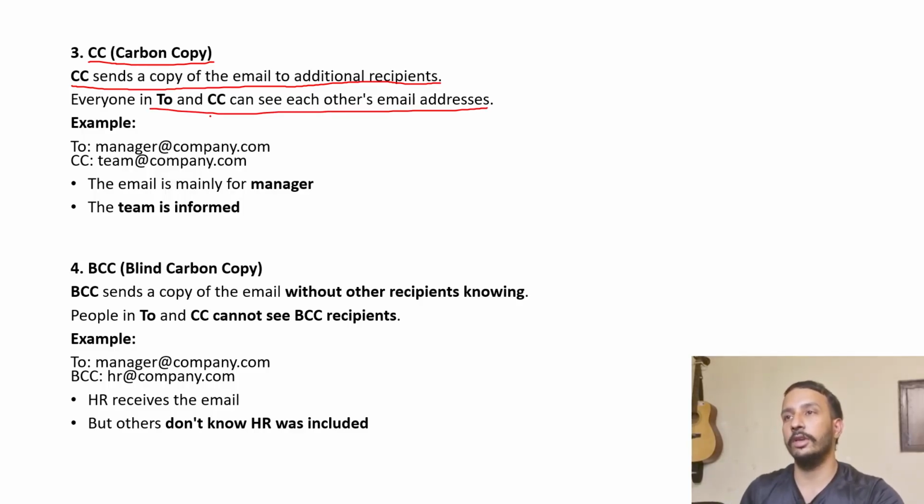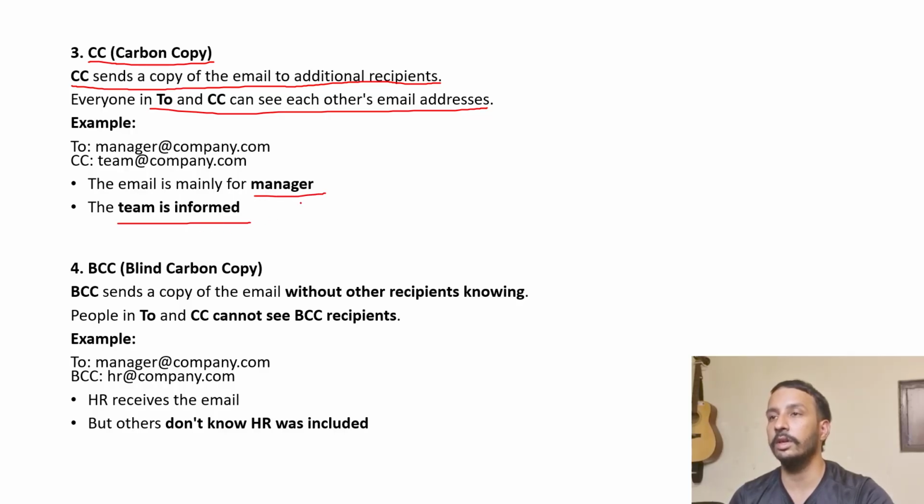That means if someone is in CC, he can also see who is in the To, and someone who is in the To can also see who is in the CC. So all of the To recipients and all of the CC recipients are visible. For example, there is manager@company.com in To, and then CC can be team@company.com. The email is mainly for the manager, and the team is only being informed. So it is not expected from the team to respond. The manager has to respond in this case.